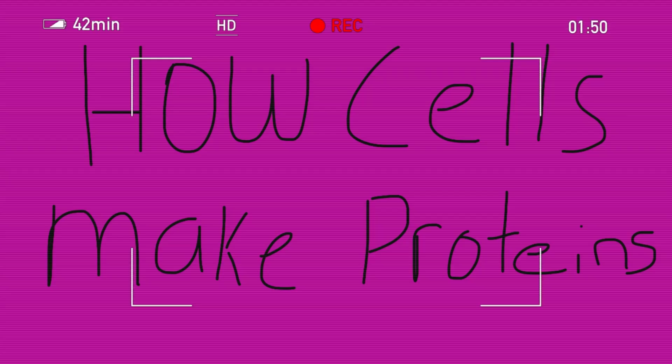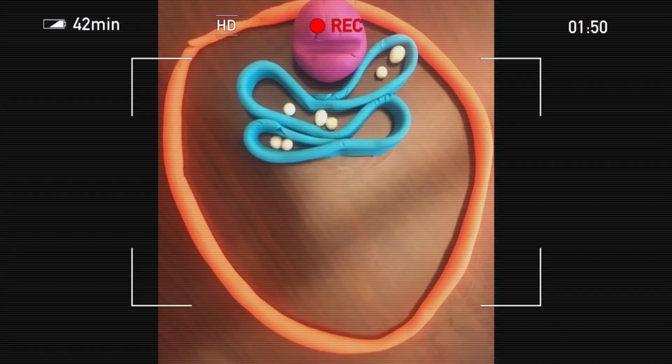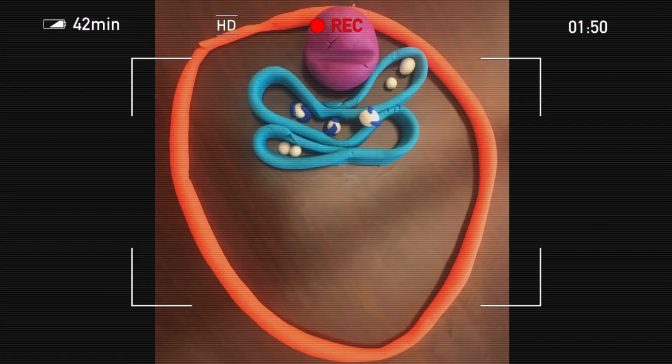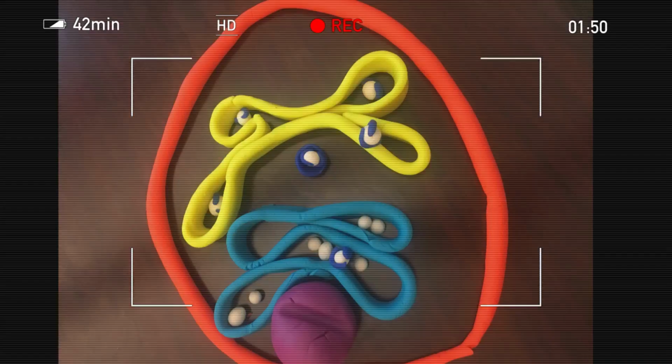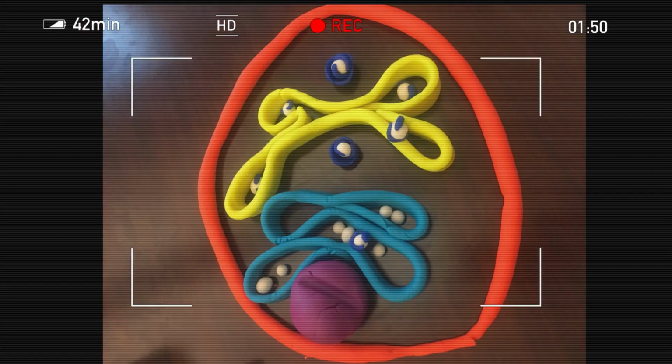How the cell makes proteins. Proteins are assembled on ribosomes bound to the ER. Next, they go from the ER to the Golgi apparatus in what is called a vesicle. The Golgi apparatus further modifies proteins. Lastly, a vesicle from the Golgi apparatus ships them to their final destination.